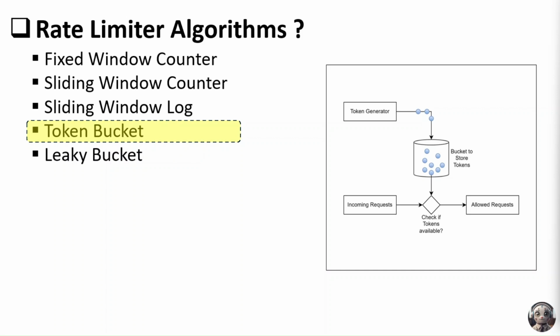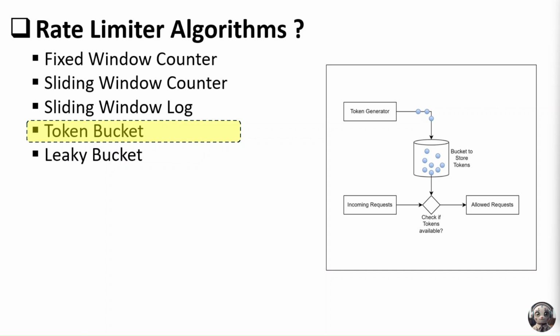Imagine you have a bucket that holds tokens. Each token represents permission to process 1 request. The bucket has a fixed capacity, meaning it can only hold a certain number of tokens at any given time. Tokens are added to the bucket at a steady rate over time. For example, if your rate limit is 5 requests per second, the system will add 5 tokens to the bucket every second. If the bucket is full, i.e. it has reached its maximum capacity, any additional tokens generated are discarded.